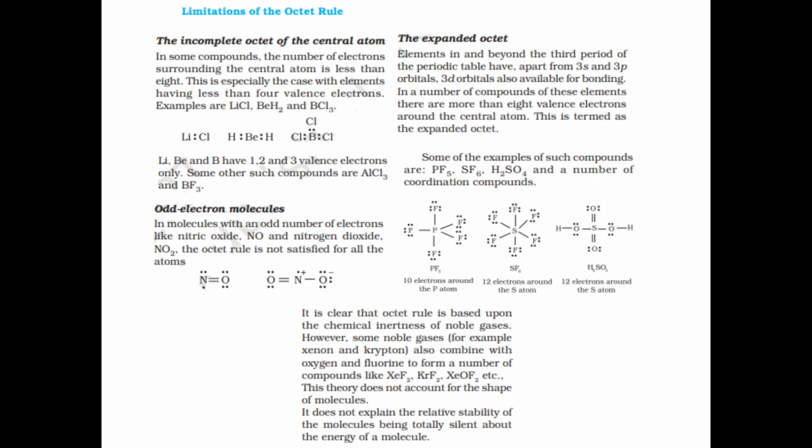It is clear that the octet rule is based upon the chemical inertness of the noble gases. However, some noble gases, for example xenon and krypton, also combine with oxygen and fluorine to form a number of compounds like XeF2, KrF2, XeOF2, etc.